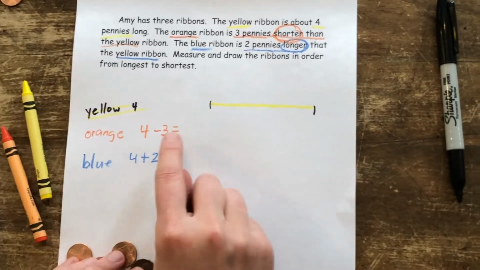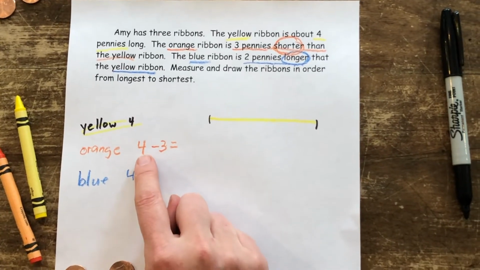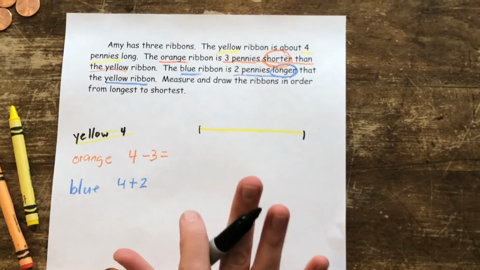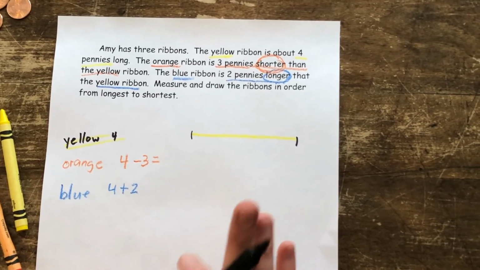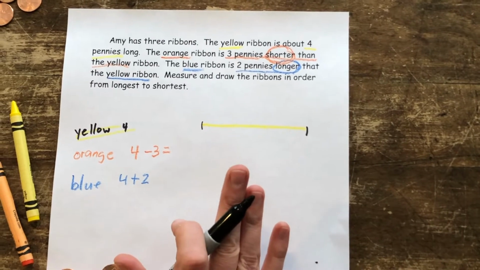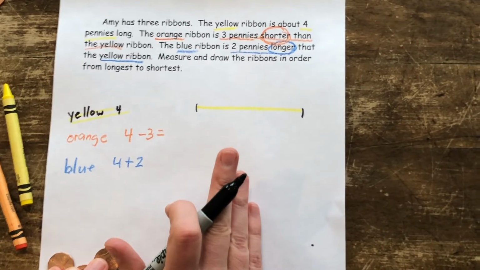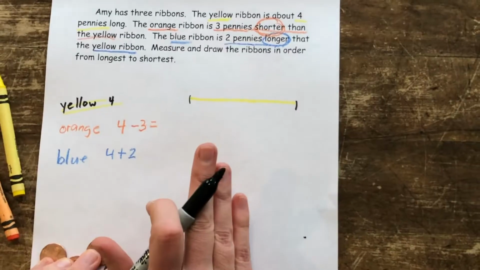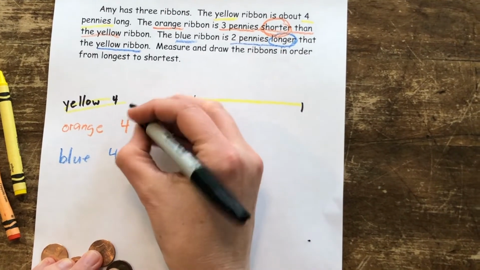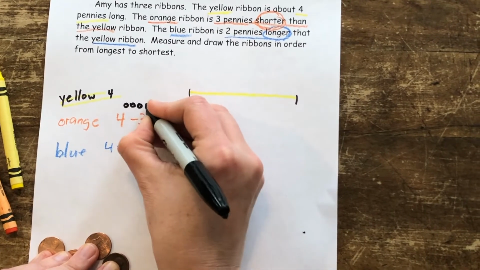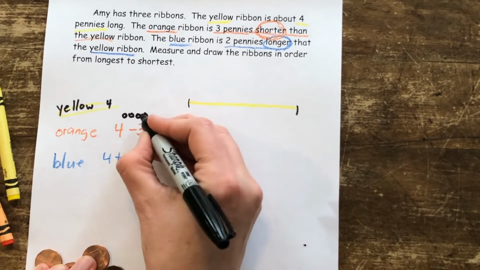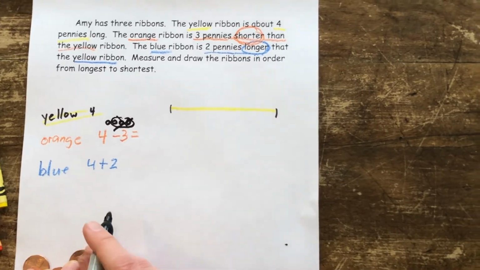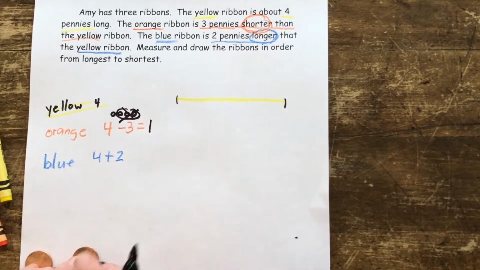Now my orange ribbon, my friends, we have to finish this problem. I've got 4 minus 3. Now, if you don't know this, okay, I know you know this, but if you don't know this, what can we do? Penny, what can we do if we don't know this? Penny says we can draw a quick pick, and she's right. So I could make 4 circles, and then I've got to cross out 3 of them, and I'm left with a difference of 1. Oh, you knew that. I'm so glad you knew that.